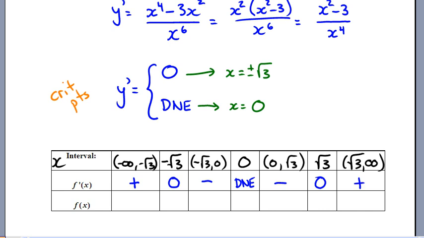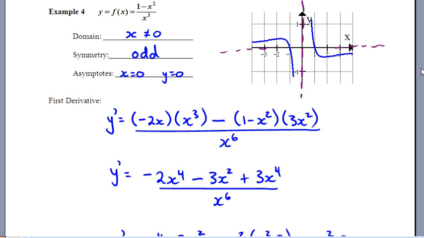So do I see any interesting little moments here? Well, I've got a switch of my derivative from plus to minus right there, so that's a max. And a switch from negative to positive down in the end here, so that's a min. And the actual function is broken here. And so is the derivative. So kind of not much interesting happening at 0. But we should have a max and a min. And sure enough, if we go and look up here, yep, that's true. There is a max right here, and there's a min.